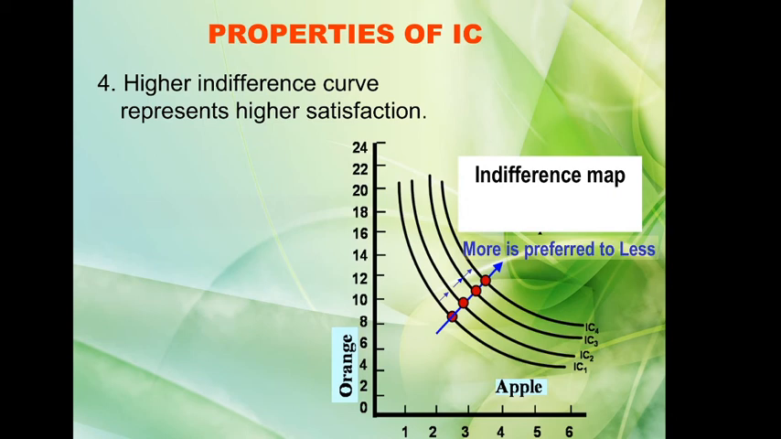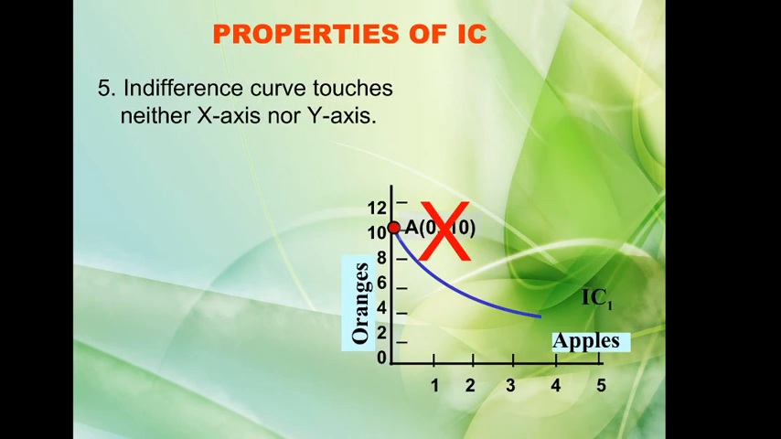The next property is that a higher indifference curve represents higher satisfaction. When the indifference curve shifts to the right, it increases the number of both products. For example, instead of 22 oranges, if he is getting 24 oranges, and instead of one apple, if he is getting two apples, then automatically the higher indifference curve will give higher satisfaction.